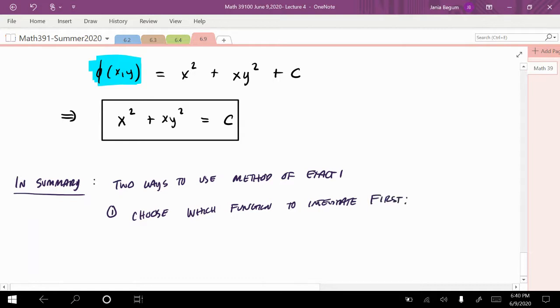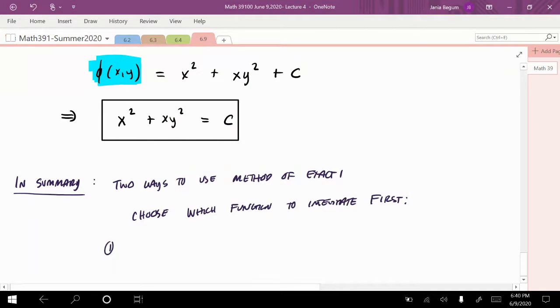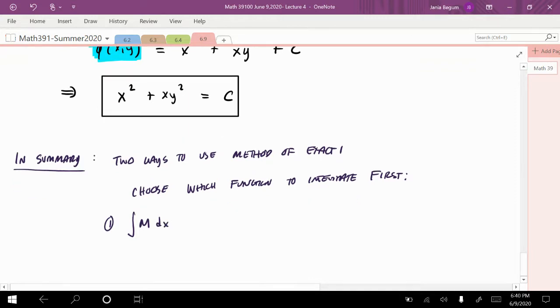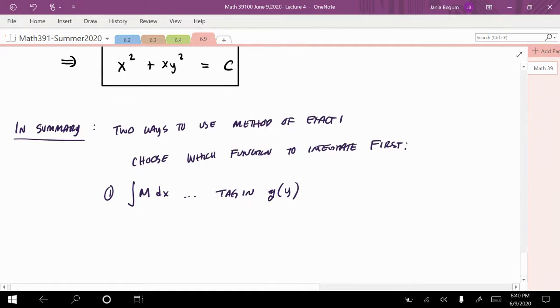Okay, so suppose, for this problem I chose to integrate m, right? So if you choose to integrate m with respect to x, and you do the integration, you have to tag in g of y. That will be the replacement for your constant c when you first integrate. And then to find this g of y, you would differentiate, right? So first you integrate, then you differentiate.